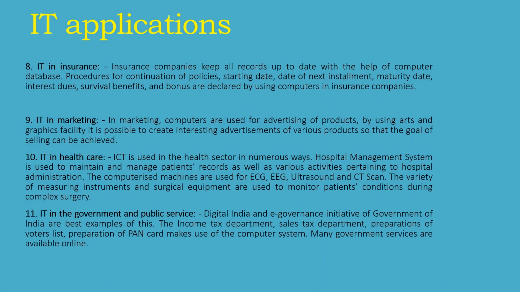Next is IT and insurance. Insurance companies keep all records up to date with the help of computers. Procedures for continuous policies, starting date, date of next installment, maturity date, interest calculation, survival benefits, and bonus are calculated and declared by the computers in insurance companies. All these details are also managed in computers.